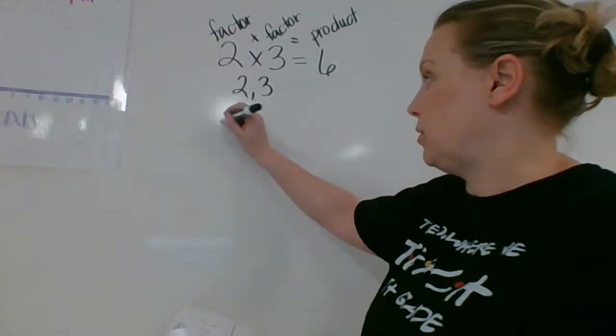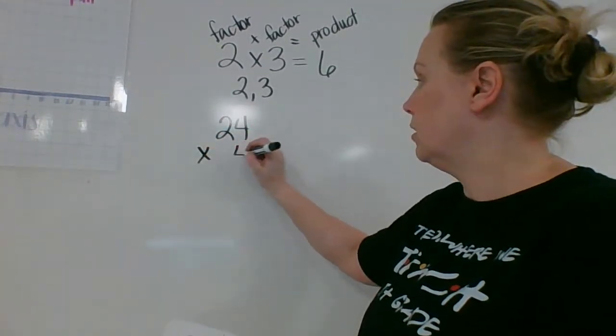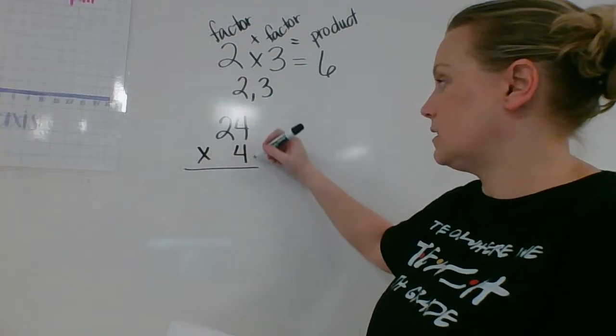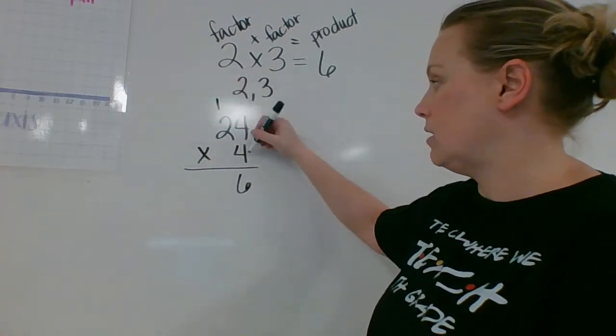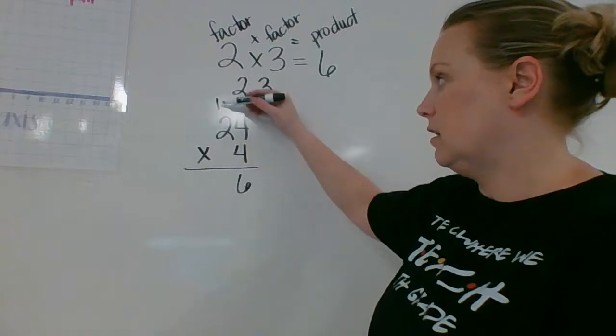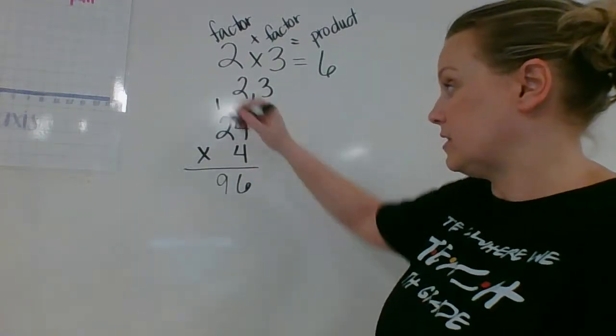I'm going to try 24 times 4. And I start over here. 4 times 4 is 16. Carry my 1. 4 times 2 is 8, plus 1. And that's 96. So F does not work.